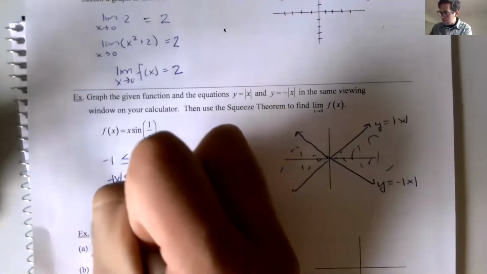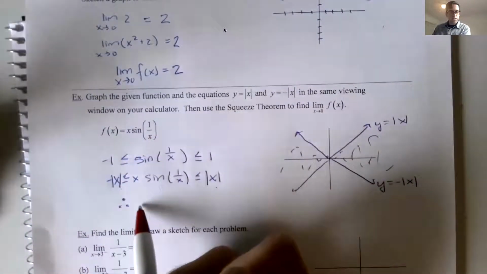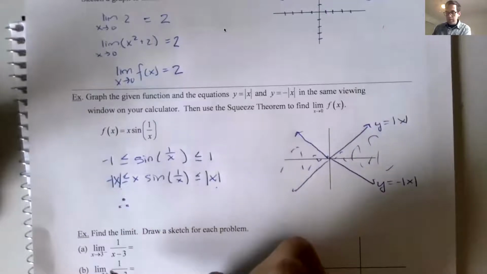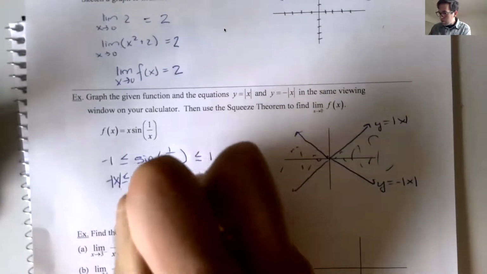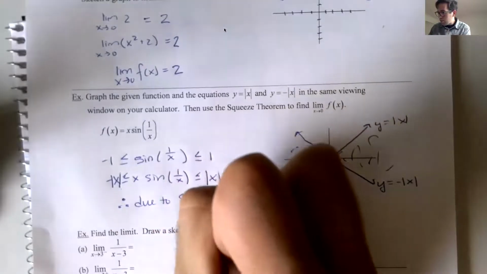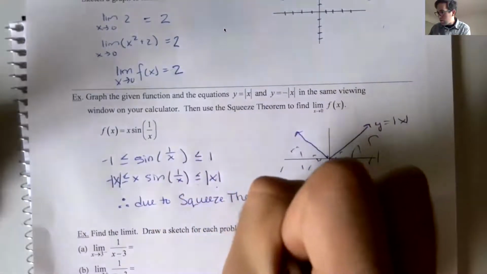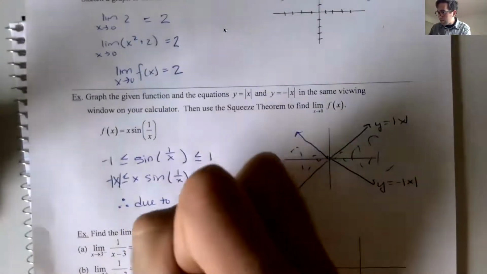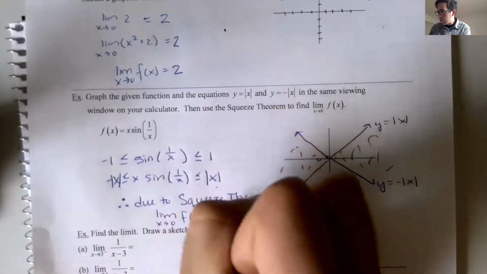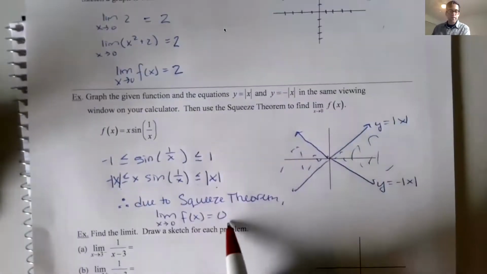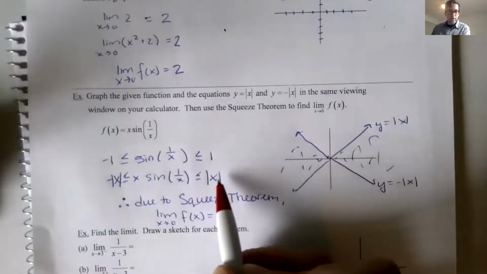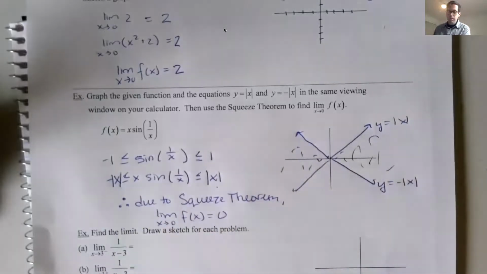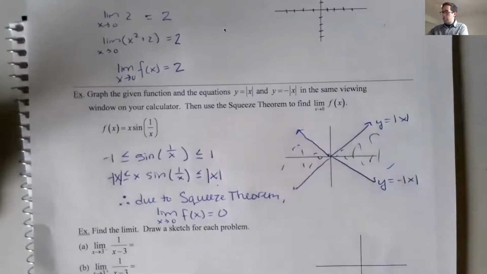So what we can say here is, and I like to use 3 dots. You might have seen that before. It means therefore. It's common in mathematical writing. So we're going to say therefore, due to squeeze theorem, the limit as x approaches 0 of f of x equals 0. And that's because the limit of negative absolute value of x is 0. The limit of absolute value of x is 0. So the limit of the middle one also has to be 0. All right? So there's your squeeze theorem for you.